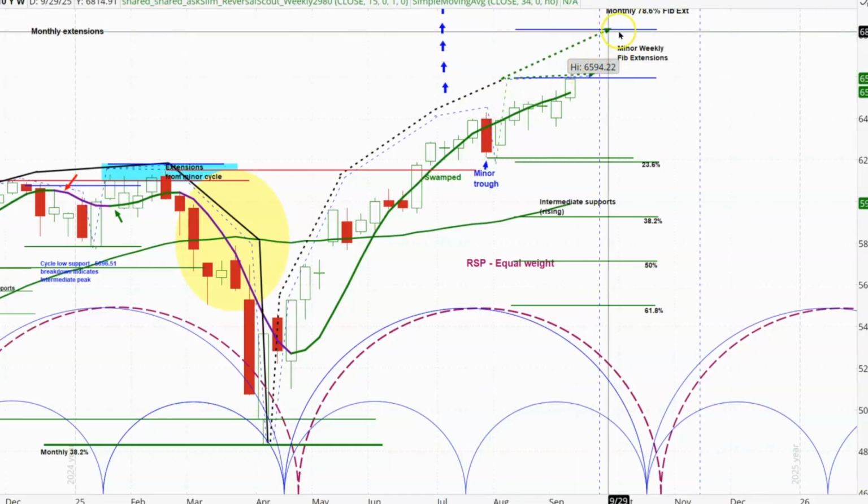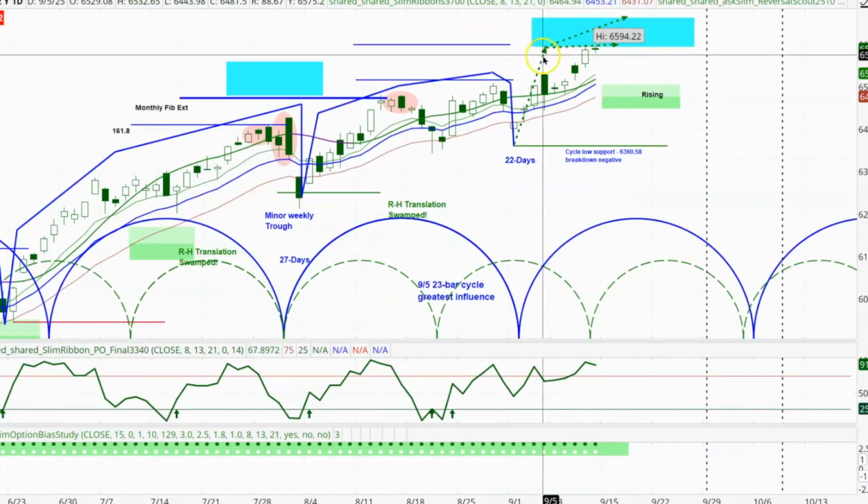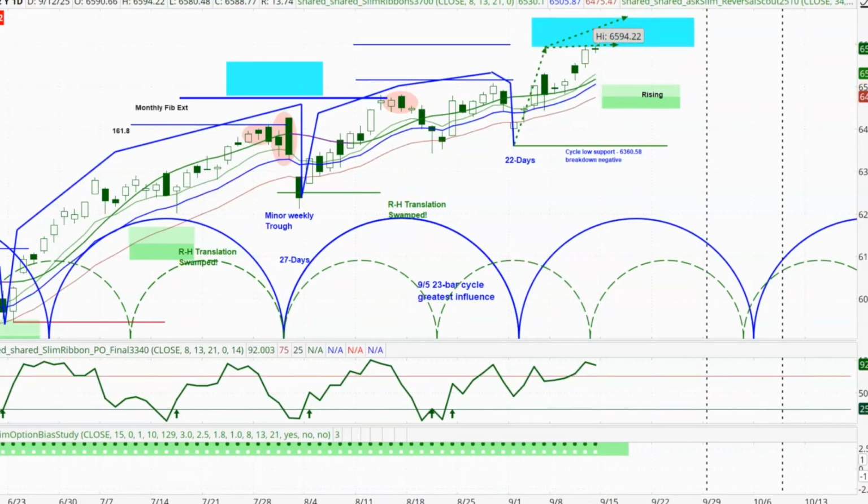So if it gets through this level, that would be the next place. That's why we have two projection lines in there, and two projection lines here on the short term. All of this is still pointing to the upside.